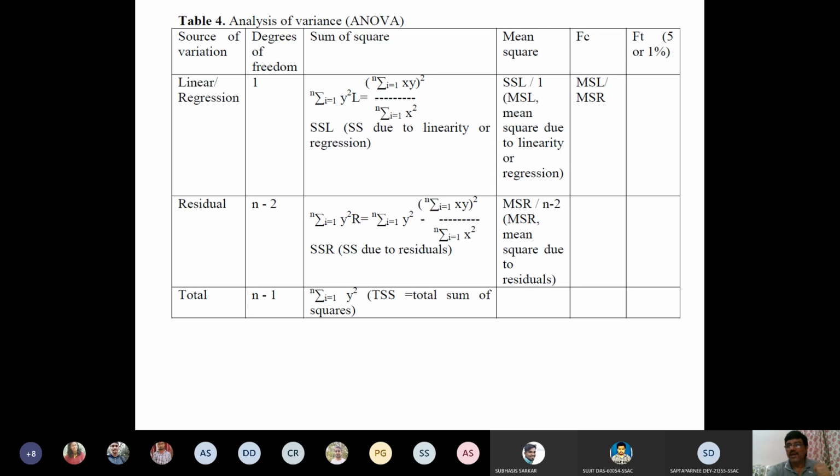In the F table, you have two kinds of degrees of freedom. One you need to see horizontally, the other vertically. So here you need to see the F table at 1 and n minus 2 degrees of freedom. At 1 and n minus 2 degrees of freedom, you need to see the table value of F at the prescribed level of significance. It can be 1%, it can be 5%. I think most of the students know how to see these tables, F table, T tables, and so on.